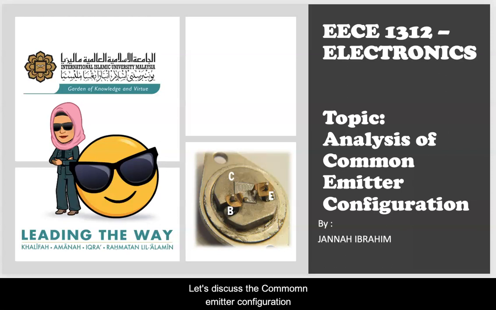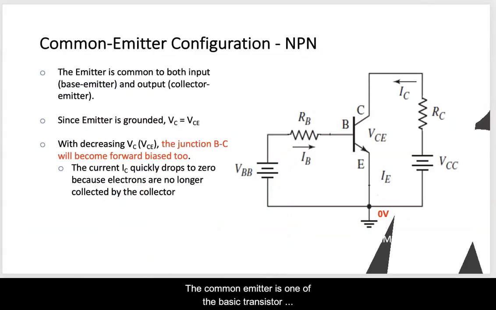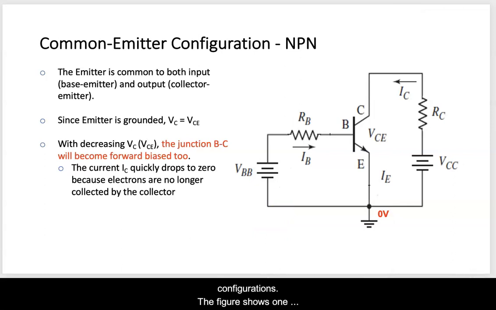Let's discuss the common emitter configuration. The common emitter is one of the basic transistor configurations. The figure shown here is one example of the common emitter circuit with NPN BJT. In the schematic shown, the emitter terminal is at the ground potential, hence the name common emitter.